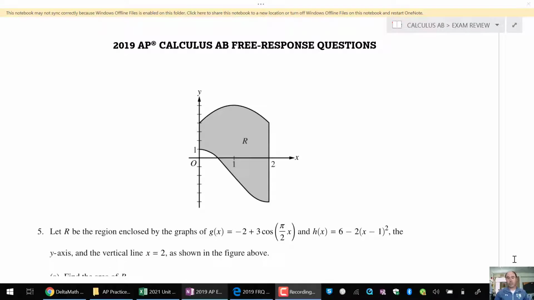This is a walkthrough of question number 5 from the 2019 Calculus AB exam. This is an area volume question. We have a region R defined between two functions, on the left end bounded by 0 and on the right end bounded by x equals 2.